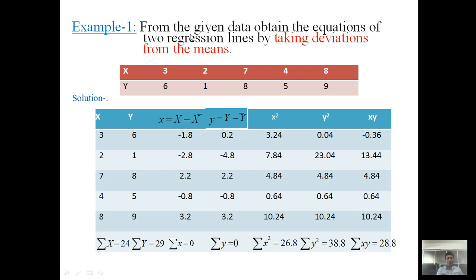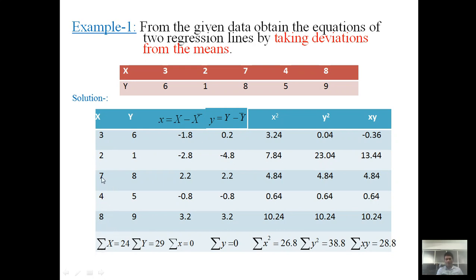Our aim is to find the two regression lines by taking deviation from the mean. We know that deviation from the mean is x minus x bar. This term x minus x bar represents how far the observation is from its mean. So first of all, we have to calculate this x bar. x bar is just the sum of x, that is 3 plus 2 plus 7 plus 4 plus 8, divided by the total number of observations.